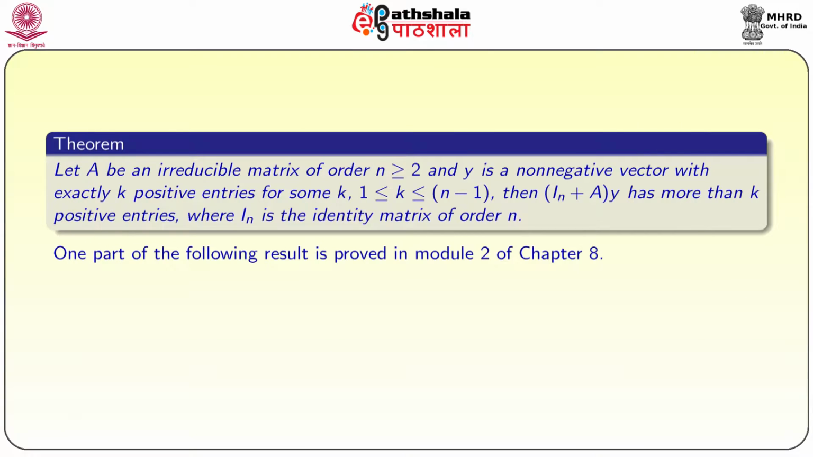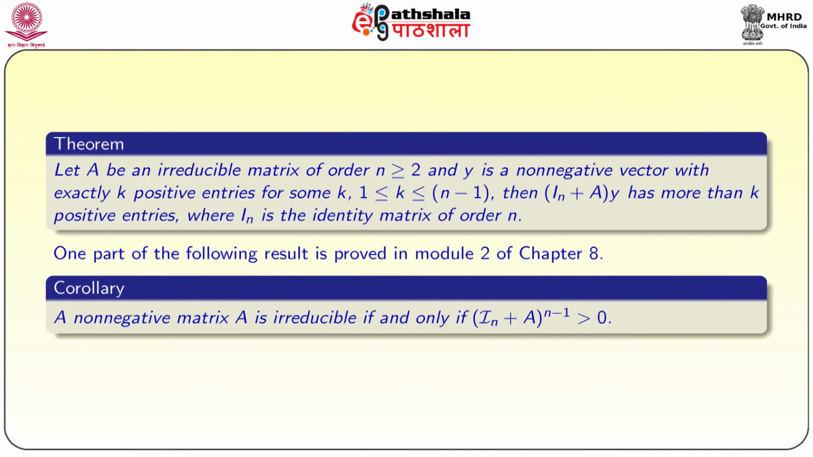One part of the following result is provided in module 2 of chapter 8. A non-negative matrix A is irreducible if and only if (I_n + A)^(n-1) is greater than 0. There we took A as the adjacency matrix of a connected graph and we proved that (I_n + A)^(n-1) is greater than 0. The reverse direction is also easy to show, but we have to utilize the previous theorem. By using the previous theorem, this result can be proved easily.